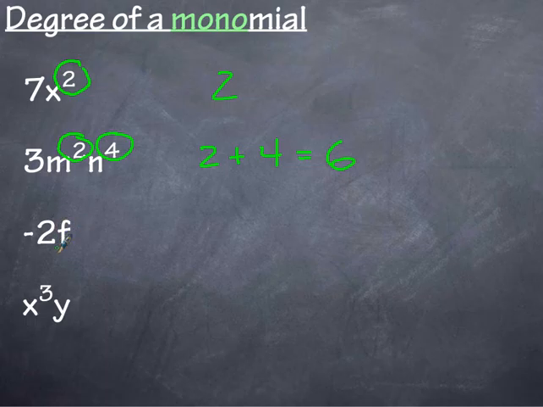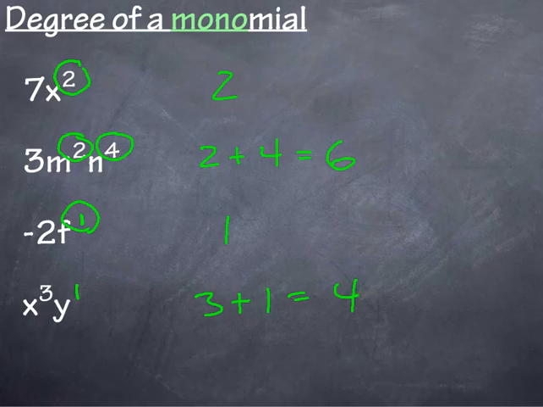Now, what if you have the variable all by itself? Negative 2f, no exponent. Well, we should remember from previous units that there's always a 1 there. It's usually just an invisible one we don't bother writing, but it's there. So this has a degree of 1. And then for this last one, 3x y to the first. Again, if there's more than one exponent, we add them up. So 3 plus 1, this has a degree of 4. So this is how you find the degree of a monomial.